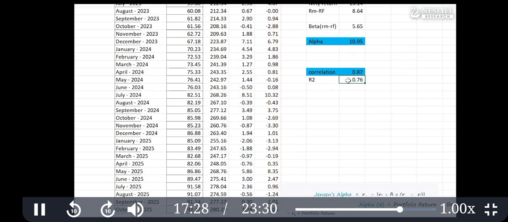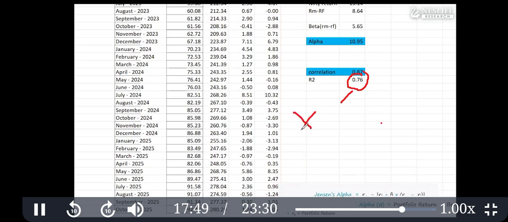This is what you get, correlation. Now, what is the interpretation of this? The R square. Now you can say that of whatever portfolio return is achieved, 76% is attributed to the index. Okay. See, stock prices are dependent upon three factors.